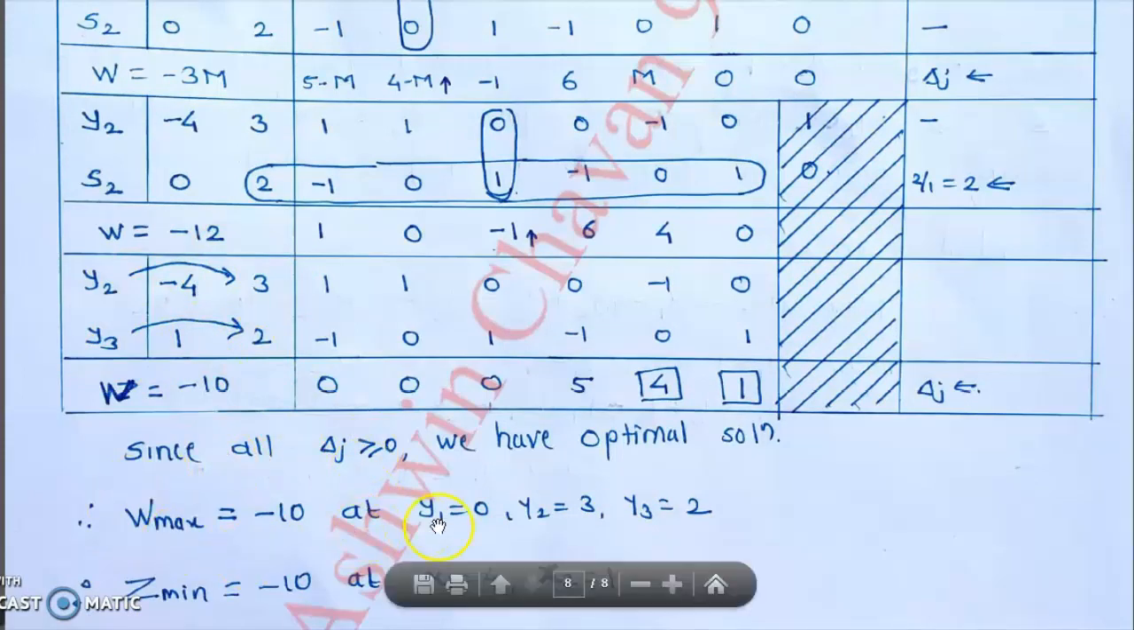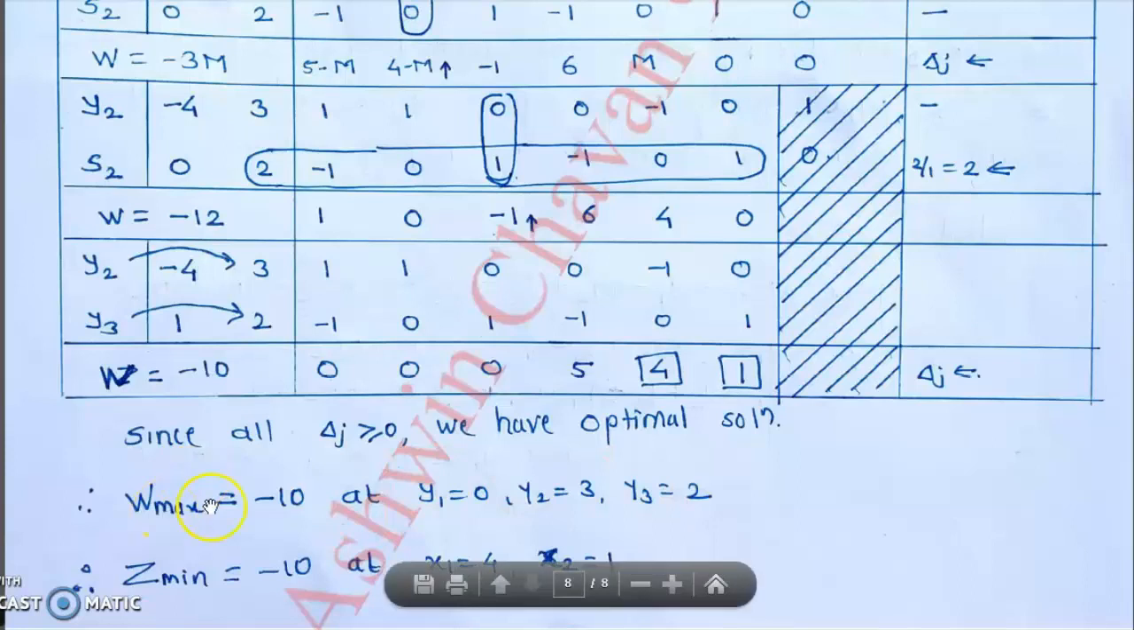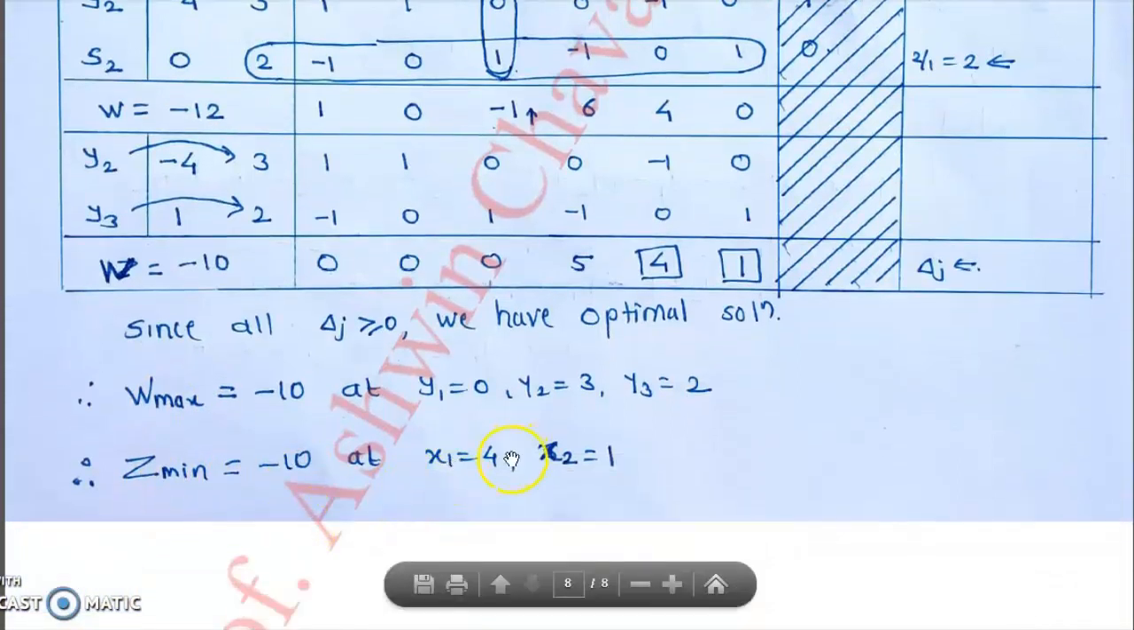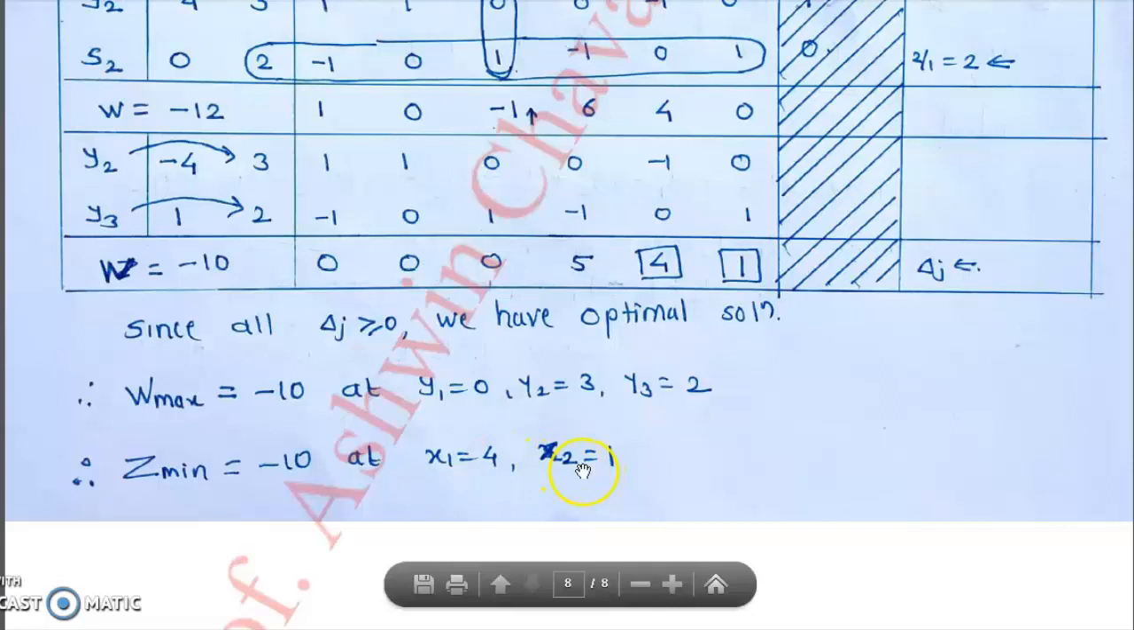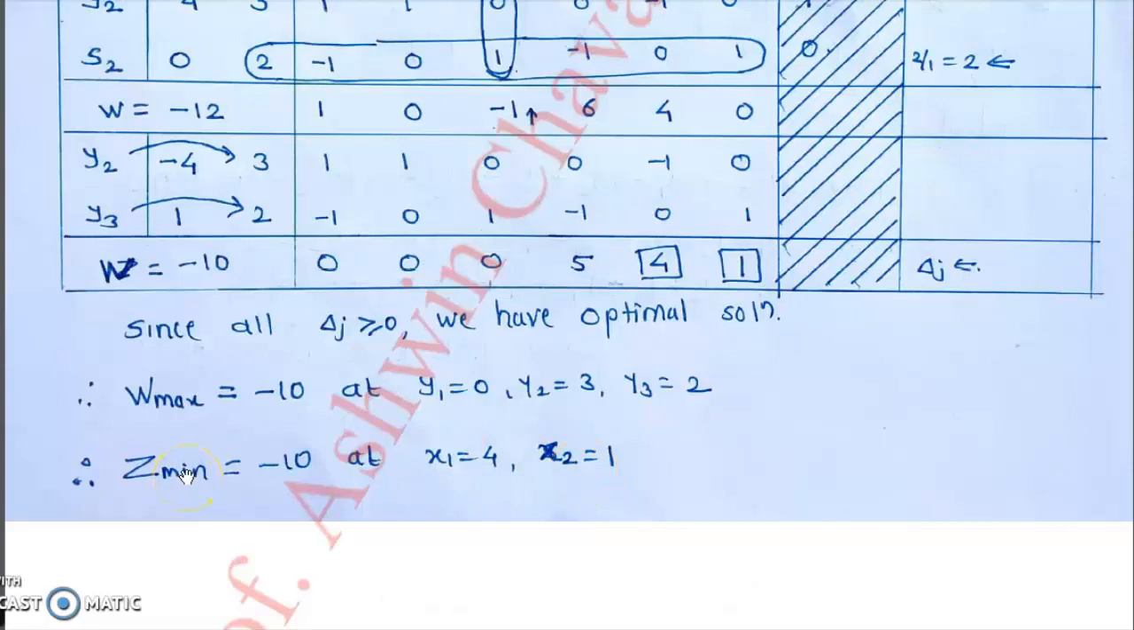This is the solution for the dual, but we want the solution for the primal. W max is nothing but Z min, which is minus 10, at x1 equal to 4 and x2 equal to 1, where x1 equal to 4 comes under the column s1, and under the column s2 we get the value of x2. So x1 is 4, x2 is equal to 1, and Z minimum is minus 10 respectively. Thank you.